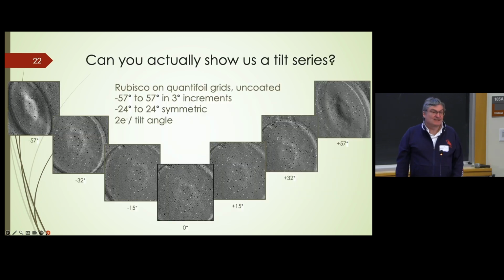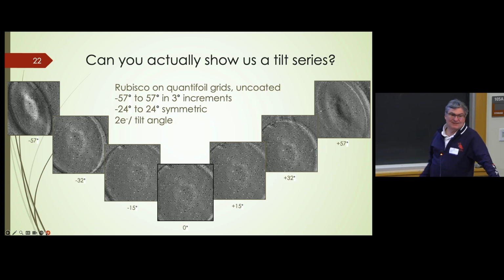But can we actually do a tilt series of this? And so we tried that out on the old microscope. This was a true tour de force that hopefully we won't have to do again, because hopefully we'll have the new microscope, which makes that much easier. But this is a Rubisco grid just as a proof of principle, not a fib-milled lamella, and things may be slightly different in fib-milled lamella. Anyway, minus 57 to plus 57 degrees with 2 electrons per angstrom squared per tilt angle.